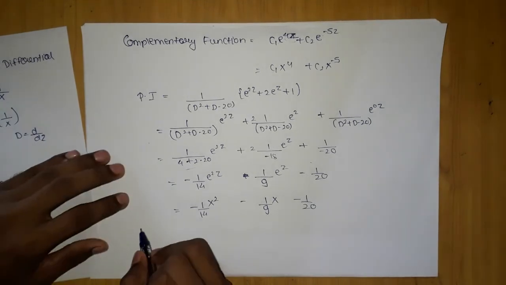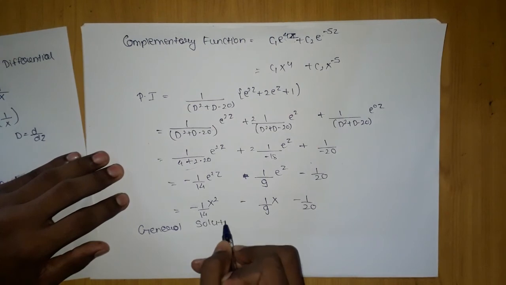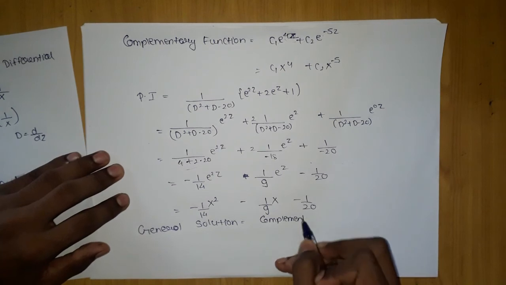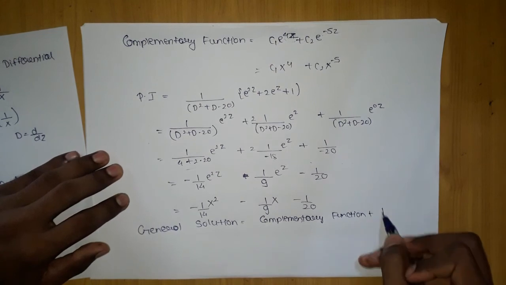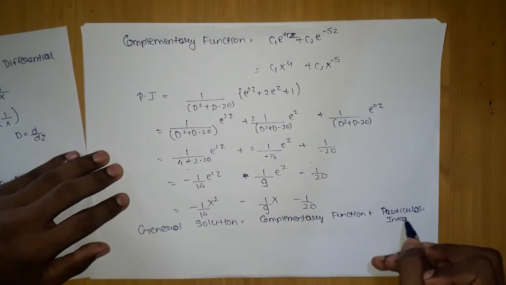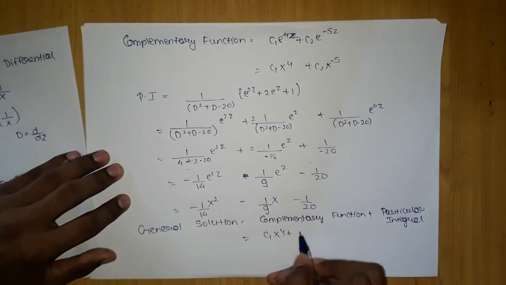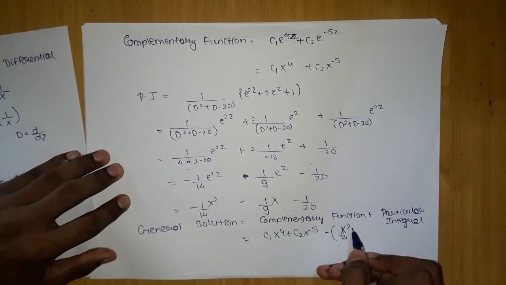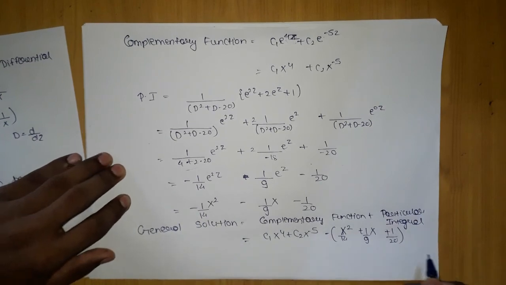Now you can write the general solution, which is nothing but complementary function plus particular integral, which will be c1 x power 4 plus c2 x power minus 5 minus 1 by 14 x square minus 1 by 9 x minus 1 by 20. So this is our required answer.